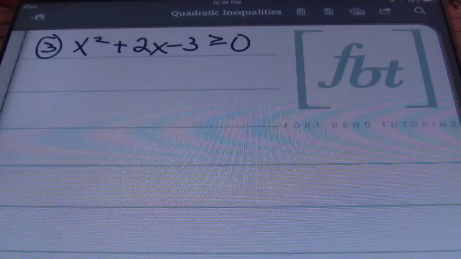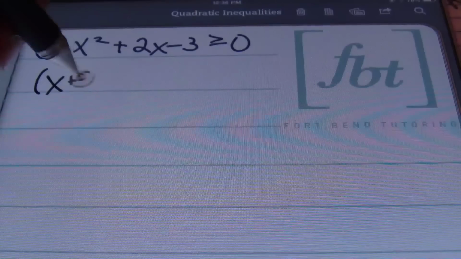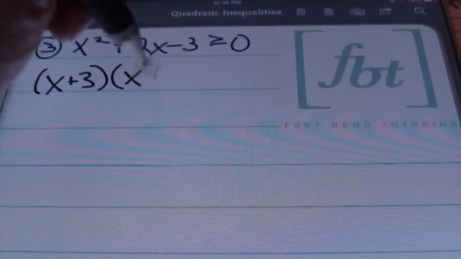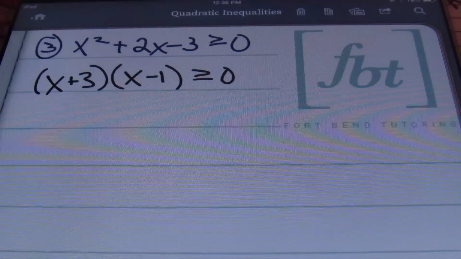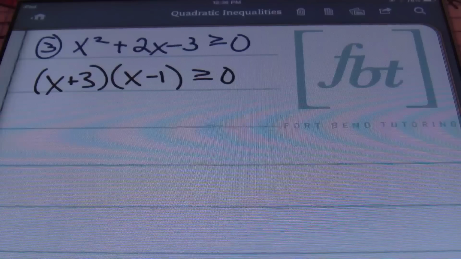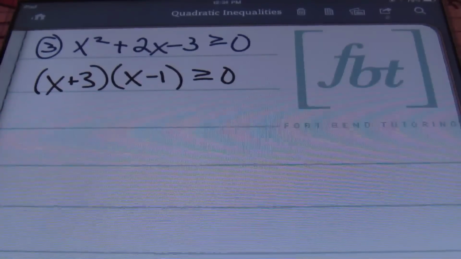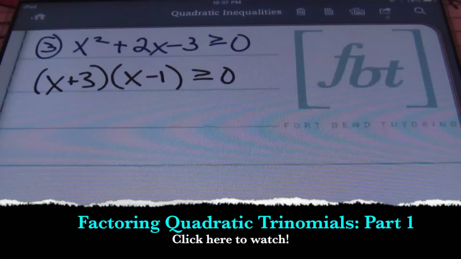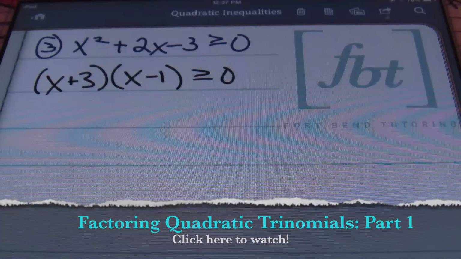So factoring this trinomial, you'll end up with x plus 3 times x minus 1, which is greater than or equal to 0. If you're still having a tough time factoring trinomials, please check out our video, Factoring Quadratic Trinomials Part 1. And you can also check out Part 2 and 3 as well. So that should be helpful to you.